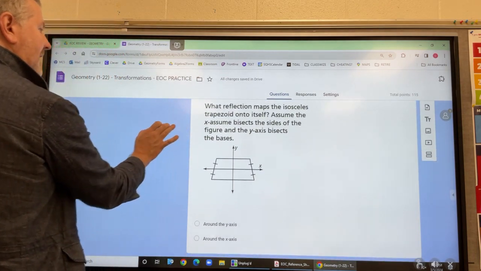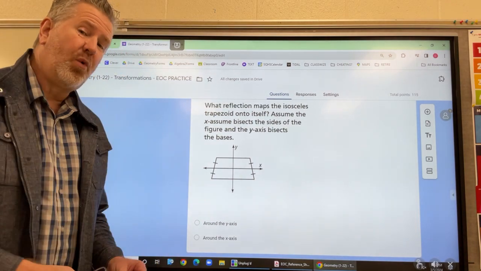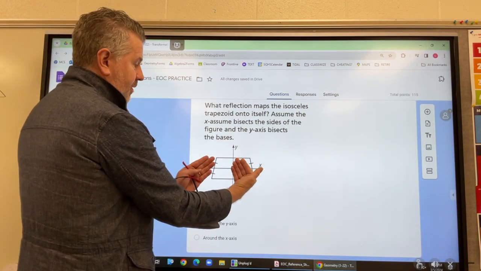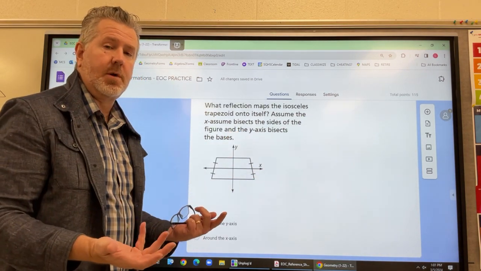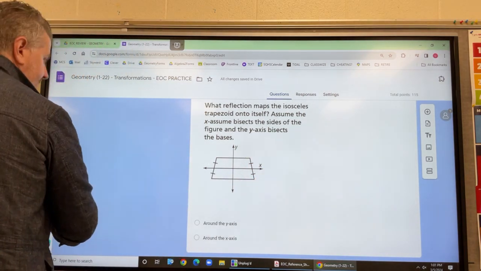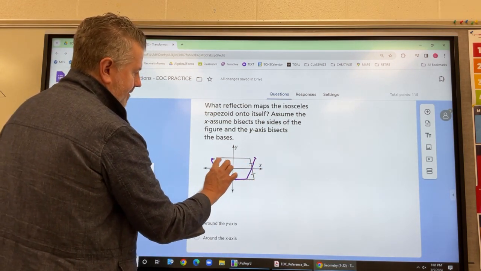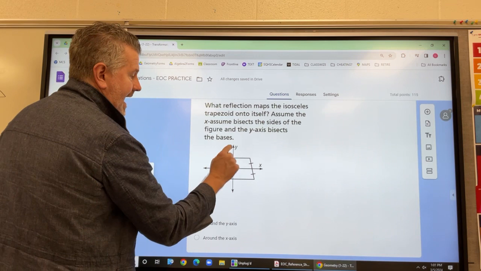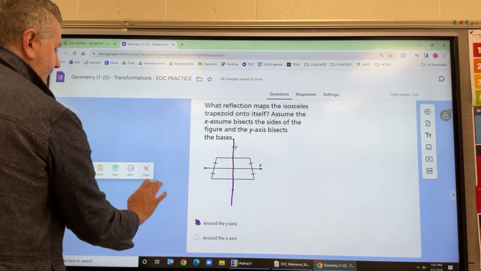All right, so what reflection maps the isosceles trapezoid onto itself? There's the x-axis, there's the y-axis. You can see we're talking about folding, okay? We're talking about reflecting. So we're actually turning it around. It's like if it was on a flagpole and we just hit it and it turned around, which one would create itself again? You can see that if I flipped it over the x-axis, it would look something like this. The wider side would be at the top, and the narrower side would be at the bottom, and it would look a little bit like that. So the x-axis doesn't work. But if I spun this thing around the y-axis, this is a pole, like a flagpole, and I spun it around, the y-axis would definitely map it back onto itself.